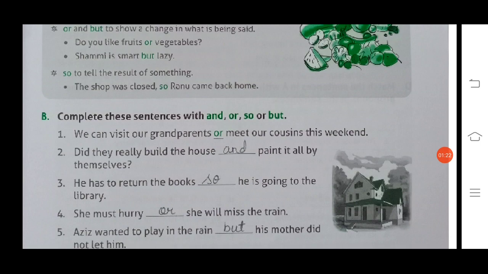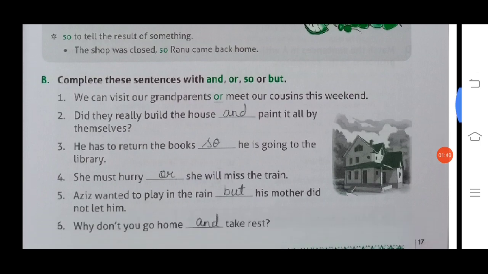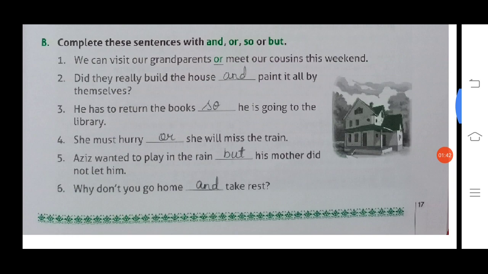Okay, so and then the third use is of so. So is used to tell the result of something. Example: The shop was closed, so Ranu came back home. Okay, so we have to use these and, or, but, and so in exercise B.